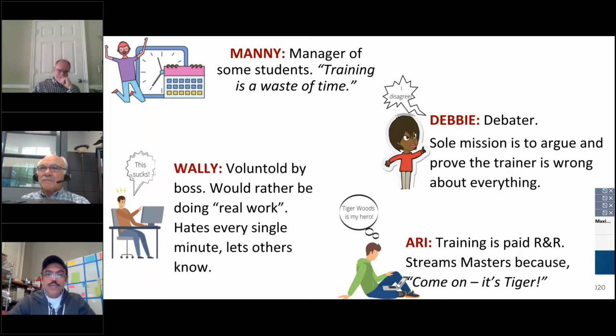And then we've got Wally. Wally got voluntold by his boss. He would rather do real work, but sadly, he doesn't want to be on a bad boys list. So he will let everybody know at every opportunity, through rolling his eyes and body language, what a load of BS this whole thing is. So these are some cast of characters.